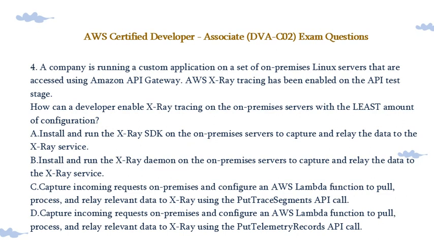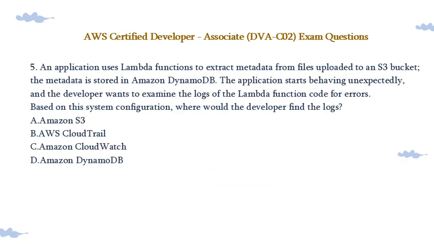5. An application uses Lambda functions to extract metadata from files uploaded to an S3 bucket. The metadata is stored in Amazon DynamoDB. The application starts behaving unexpectedly, and the developer wants to examine the logs of the Lambda function code for errors. Based on this system configuration, where would the developer find the logs? A. Amazon S3. B. AWS CloudTrail. C. Amazon CloudWatch. D. Amazon DynamoDB.